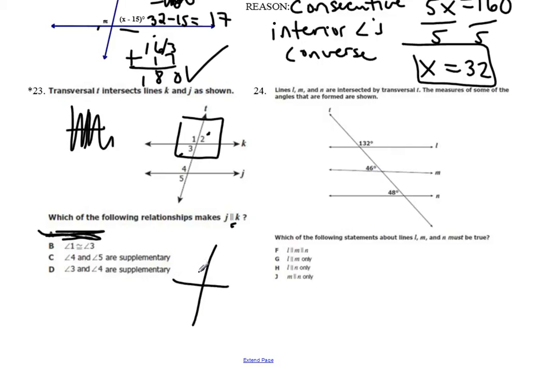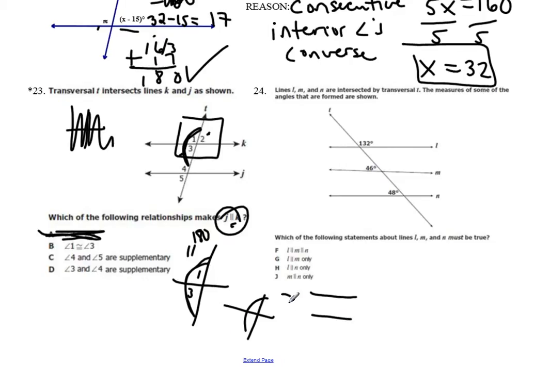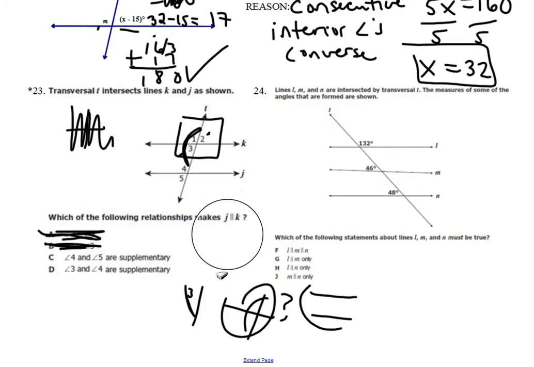Okay, well, first of all, 1 and 3 are not supposed to be congruent. 1 and 3 are a linear pair, and a linear pair is supposed to equal 180. So if this had said 1 plus 3 equals 180, that would be a true statement. But a linear pair has nothing to do with parallel lines. Look, here's your linear pair. Where are the parallel lines? Parallel lines look like this. I don't see this in a linear pair, so that's not going to prove my lines are parallel.